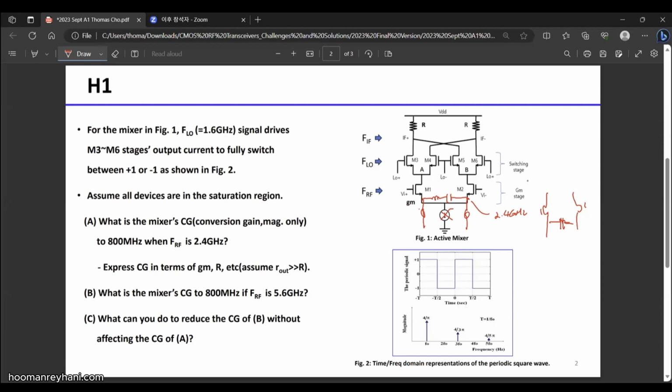Another thing you can do is you can also do the same trick somewhere between A and B. But once you mix it through this switching stage, the 5.6 gigahertz already comes down to 800 megahertz. So there's nothing you can do to remove it. So you have to somehow work in this region to boost up the gain at 2.4 gigahertz, but reduce the gain at 5.6 gigahertz.